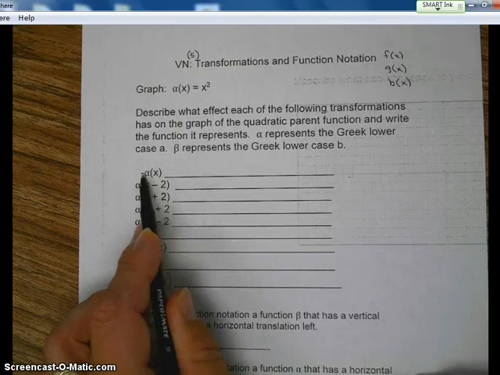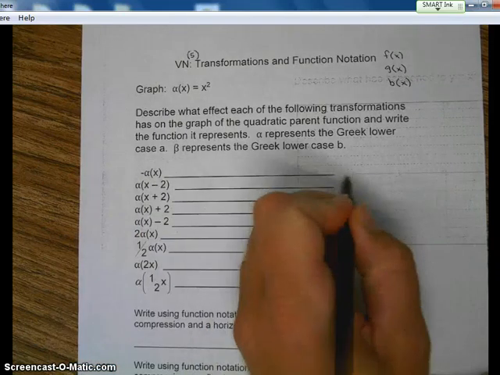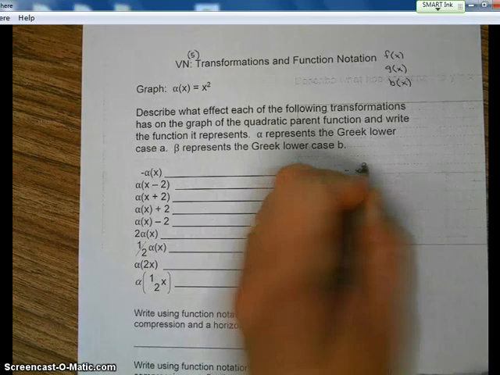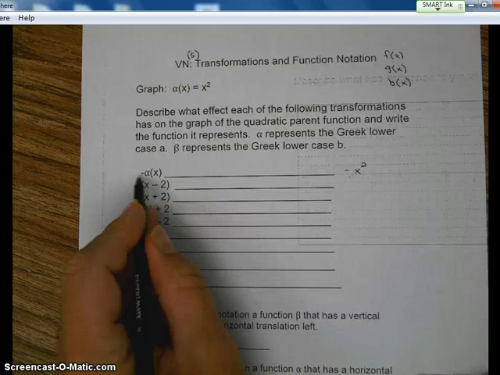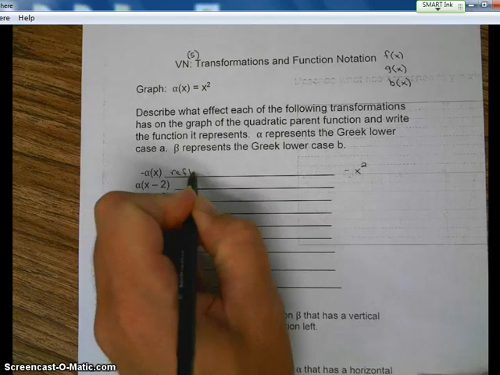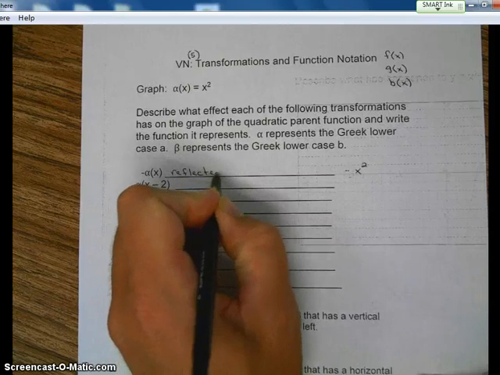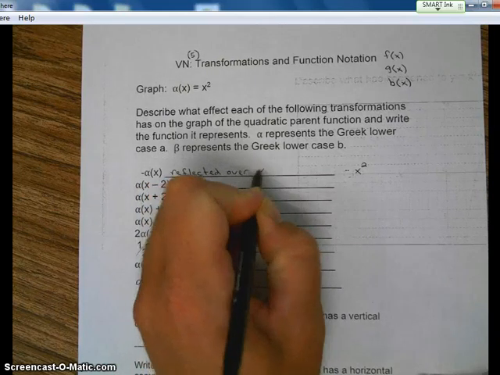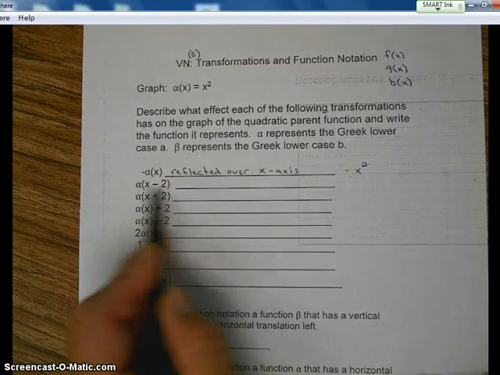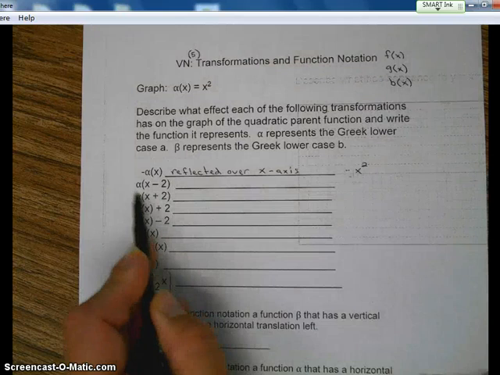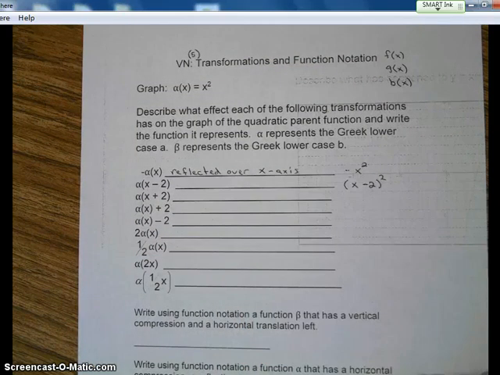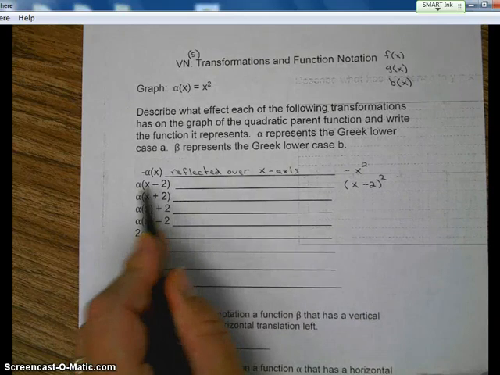Okay? So, negative alpha of x would be the same thing as, in this case, negative x squared. So we all know that this is a reflection over the x-axis. And we're in function notation again. So this would be the same thing as that. But we're in function notation here.